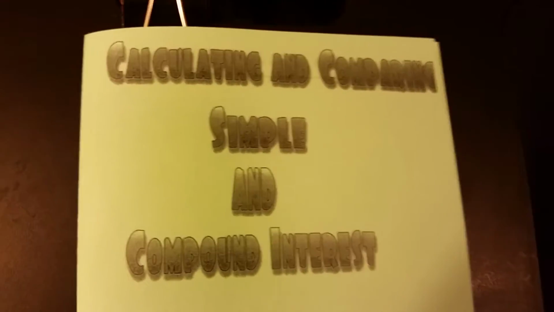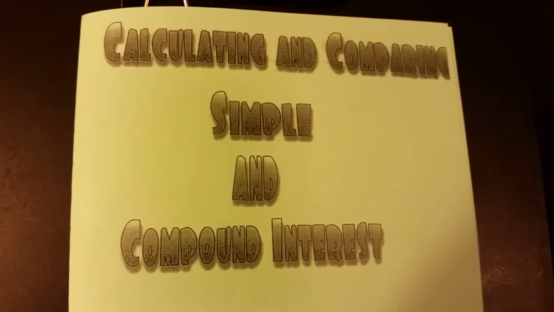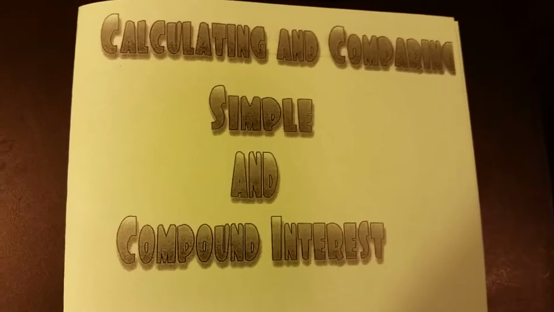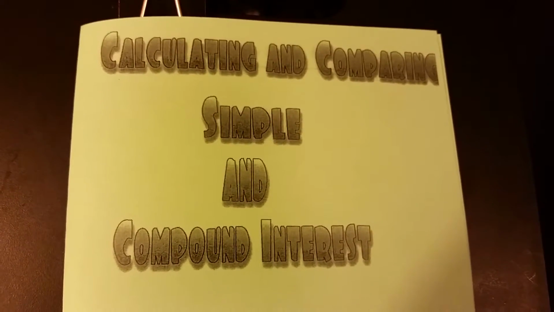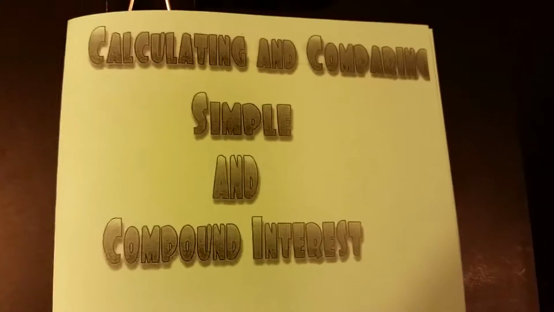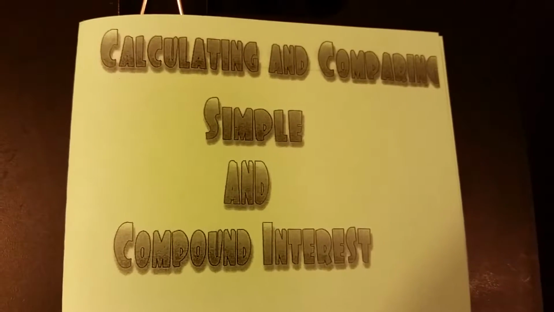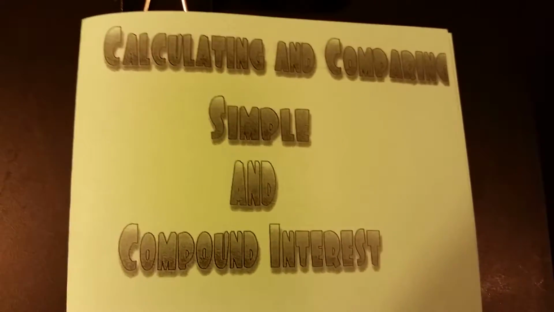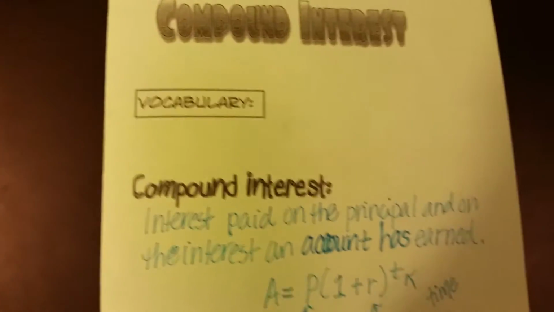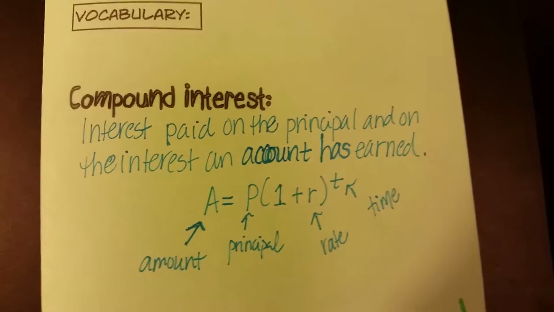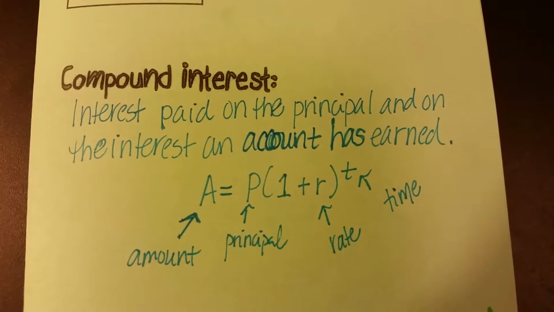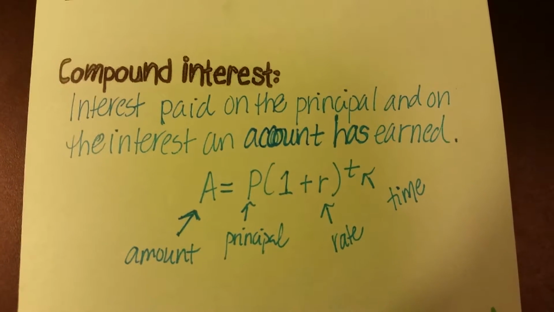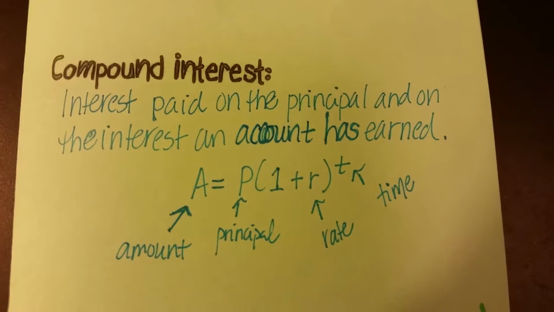Okay, class, so today we're going to talk about calculating and comparing simple and compound interest. Back in Module 3, we briefly touched on simple interest, but in this module we're going to be talking about comparing both simple and compound interest. One vocabulary word that we have is compound interest. Compound interest is the interest that is paid on the principal and on the interest an account has earned.